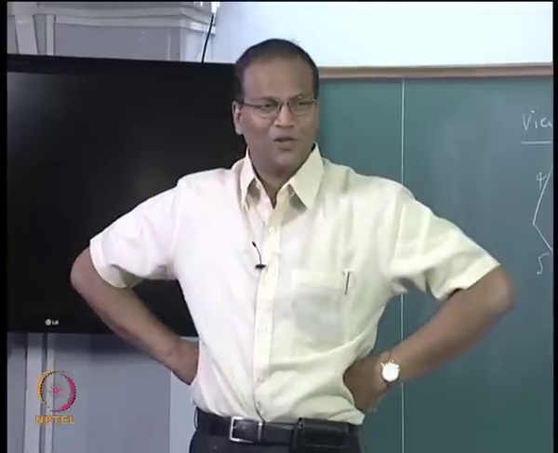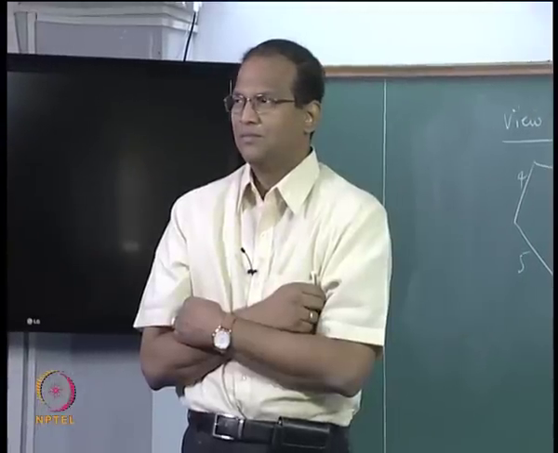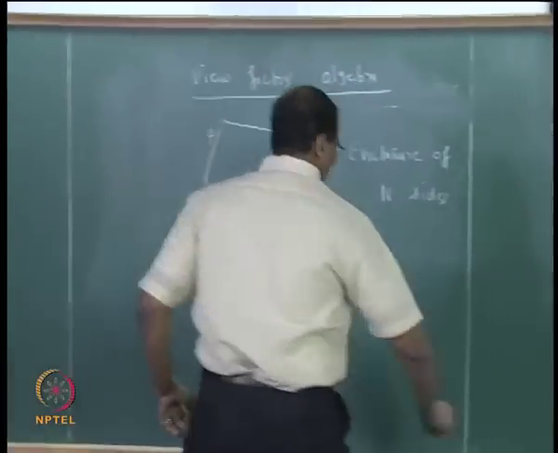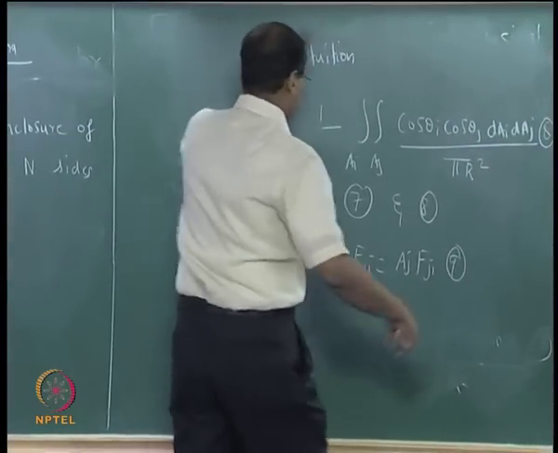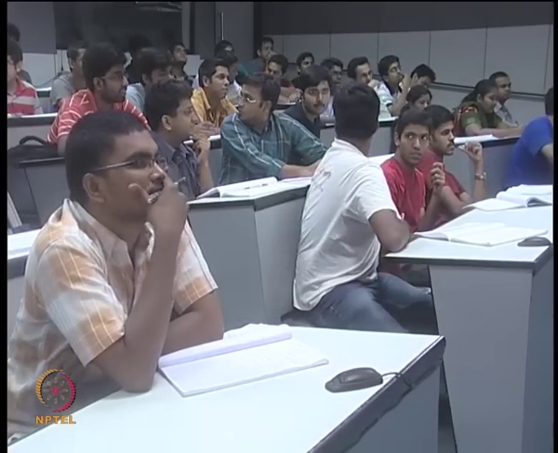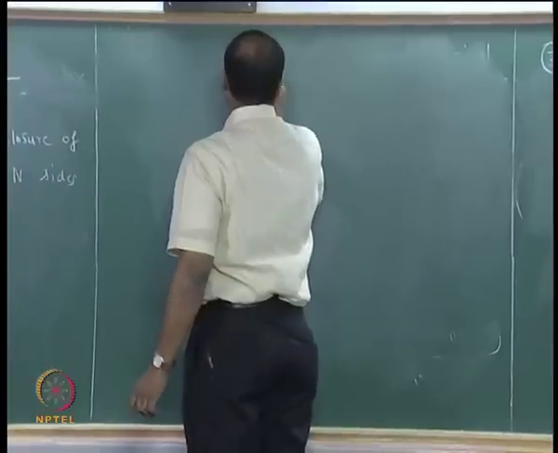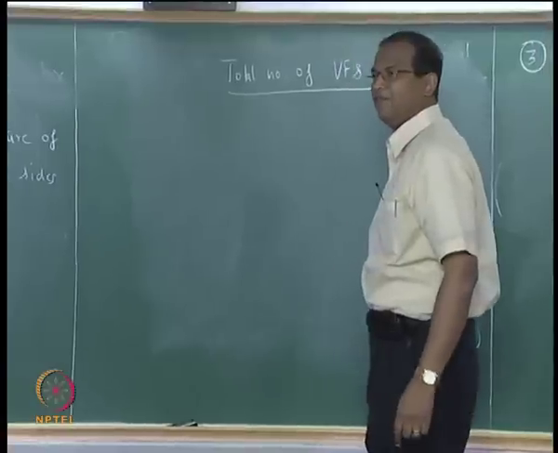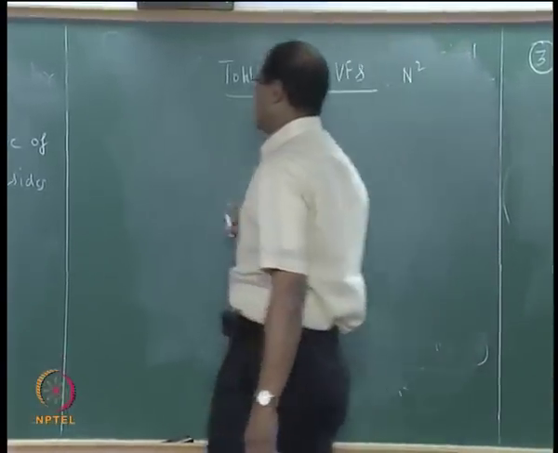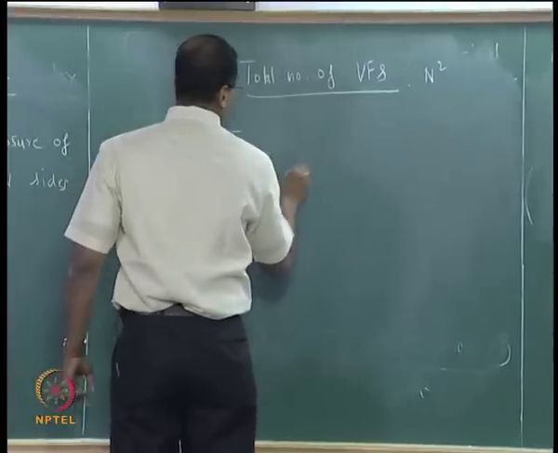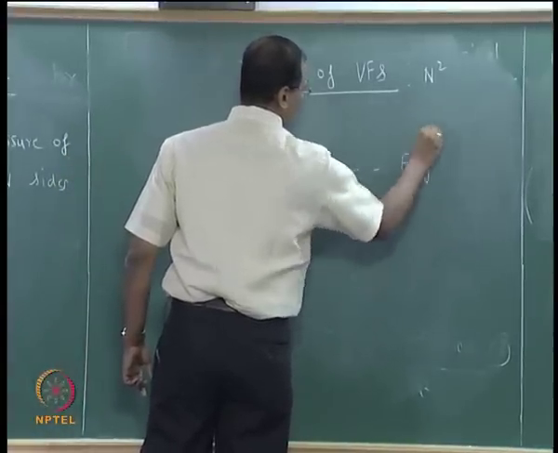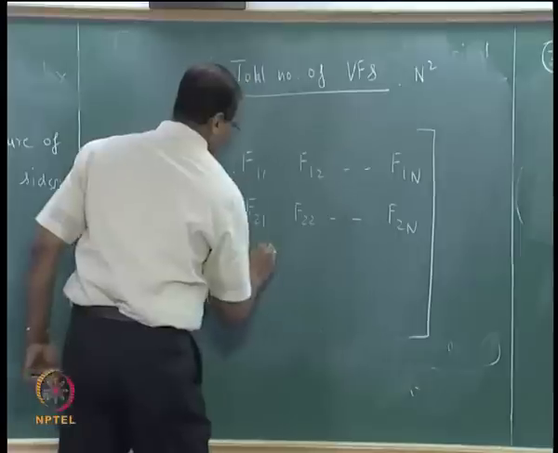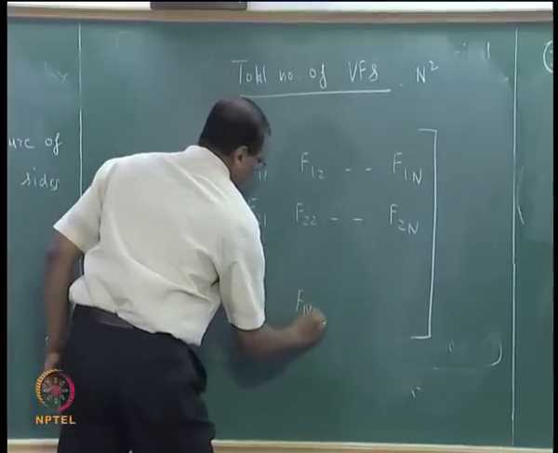Now, if there is an n surface enclosure, n square view factors will be there. Why so much difficulty? N square view factors. What are these view factors? So I will say total number of VF, VF is view factor, n square. I can write it like this: F11, F12, so on up to F1n. F21, F22, F2n. FN1, FN2.